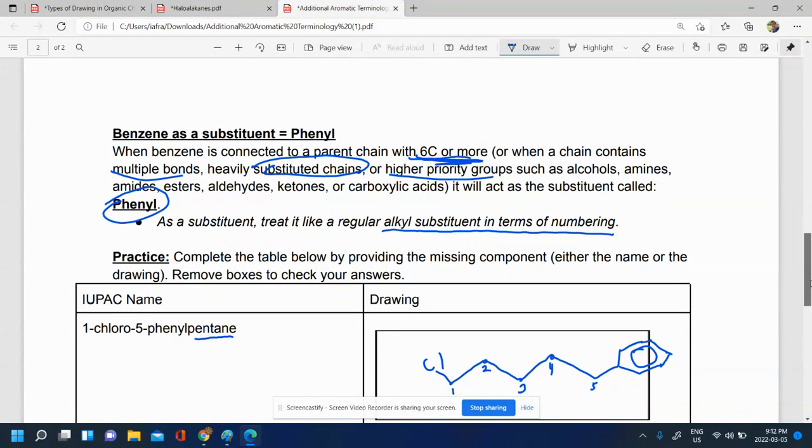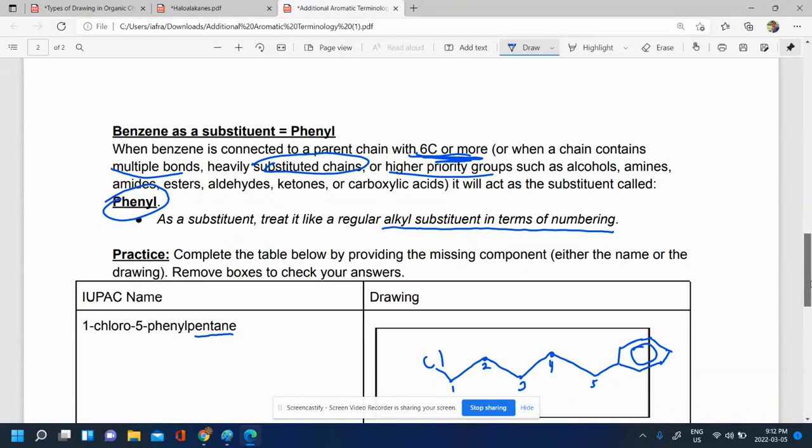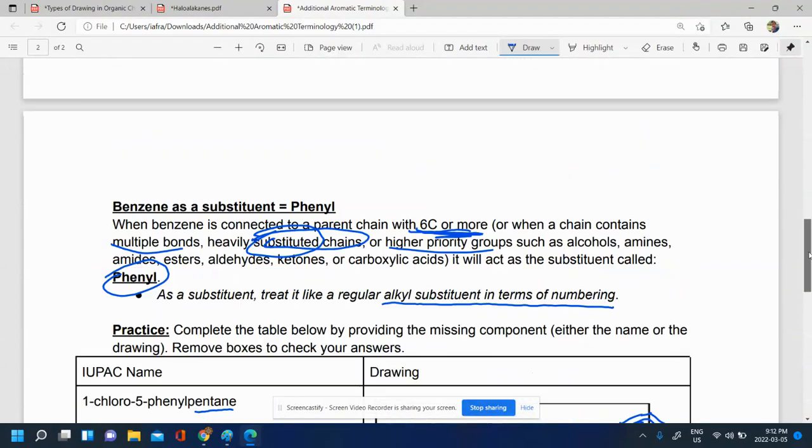And so here we did some examples of drawing and naming compounds when benzene is no longer the main chain, but rather a substituent. We saw it's the case when you have chains that contain multiple bonds, like double bonds or triple bonds, when you have a lot of substitutions in the chain, or if you have higher priority groups in the chain, like alcohols, amines, amides, esters, aldehydes, ketones, carboxylic acids, or any of those higher priority ones that we've seen in our priority list. Then we're going to count the benzene as a substituent, and call it phenyl as opposed to a main parent chain.